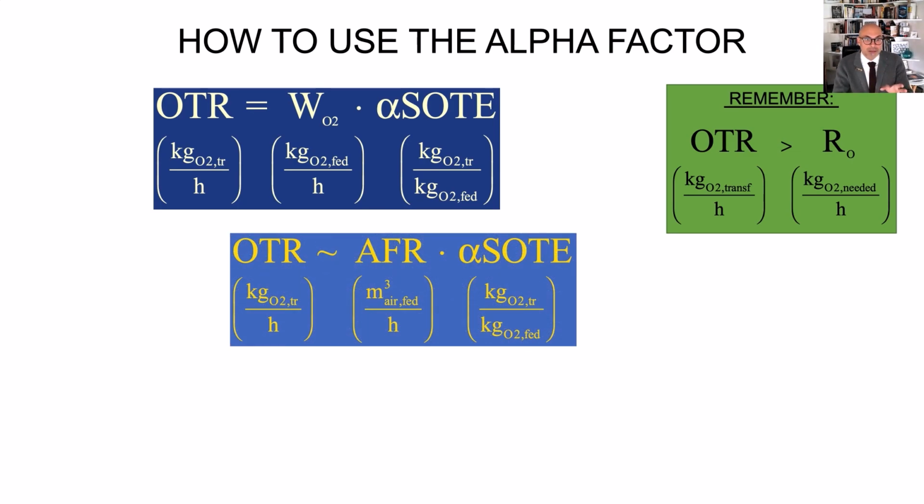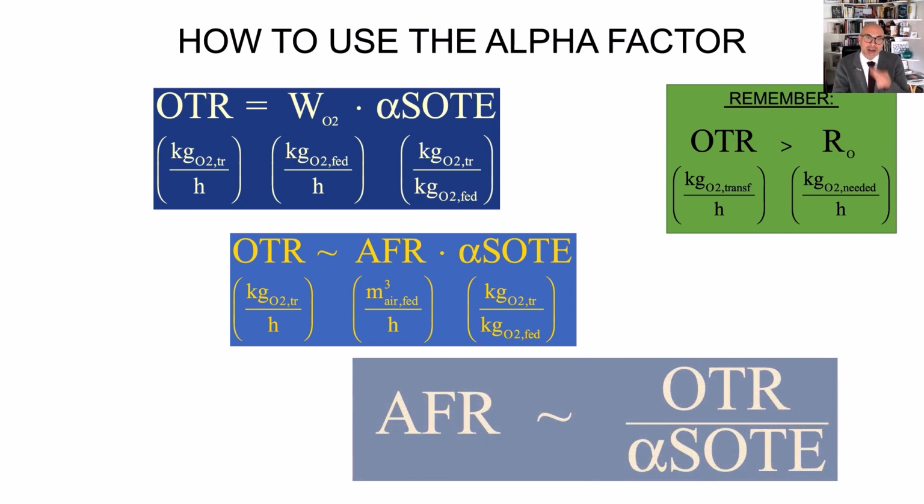This means that the oxygen transfer rate is proportional to the airflow rate, because WO2, the mass of oxygen in the air, is proportional to the airflow rate, because it's just the density of the air times 23%. And the same alpha SOTE. So if I turn around that equation and solve for airflow rate, the airflow rate I designed the blower house for, how much air do I need? It is proportional to how much oxygen I need in the water divided by the efficiency.